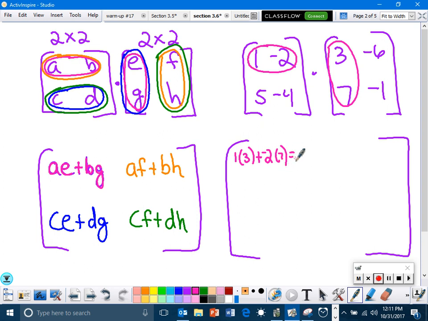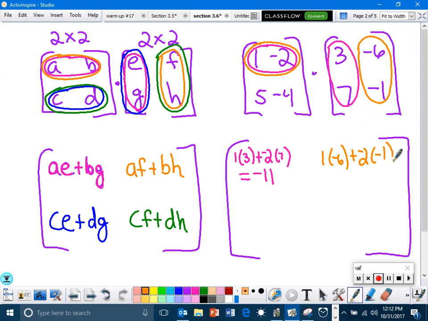Okay, and we solve that. And that gives us -11. All right, now let me do the first row and the second column. So that would be 1 times -6 plus -2 times -1. Okay, solve that, and that will equal -4. Okay, now I'm done with the first row.